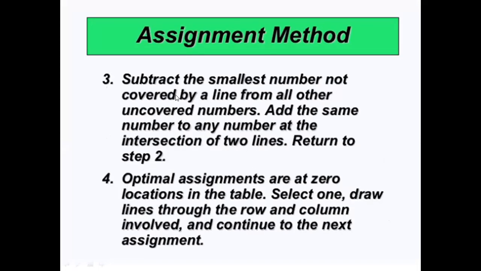Step 3 is we subtract the smallest number not covered by a line from all other uncovered numbers, and then we add the same number to any number at the intersections of two lines, and then we return to step number 2. Number 4 is the last step, where we do the optimal assignments at a 0 location in the table. We can select one, draw lines through the row and column involved, and continue to the next assignment. These rules are very easy and can be understood if we do it by example.